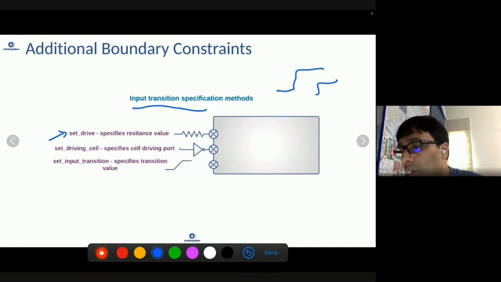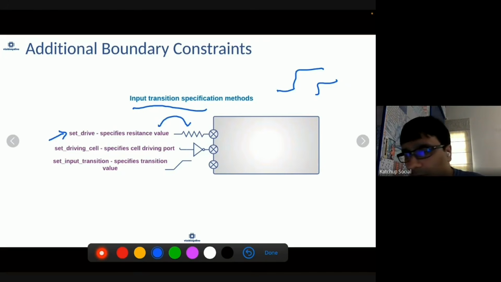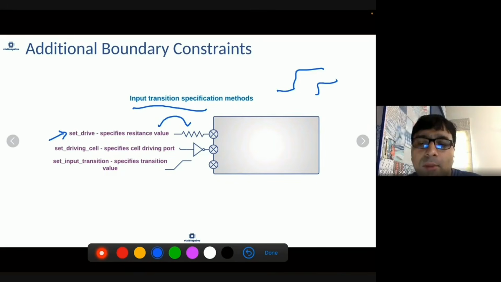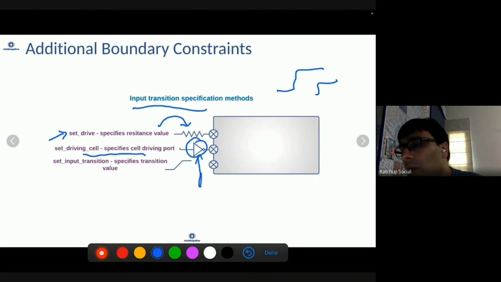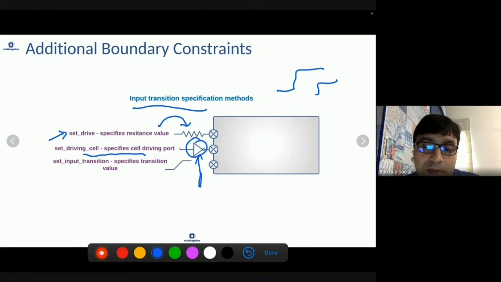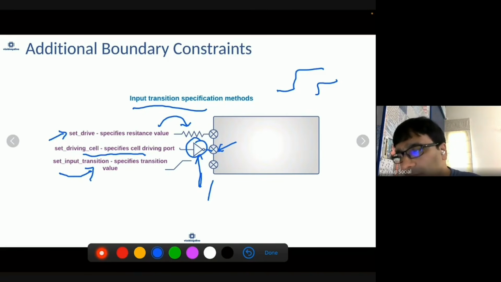One is you can specify the drive, which is basically the resistance value you're specifying here. And based upon that, how fast or slow the input is rising can be calculated by the STA tool. Or you can use the set driving cell command, which basically tells the STA tool what kind of cell is driving this input. And based upon this cell's logical library information, the tool can calculate what the transition time is here. Or you can directly specify set input transition, directly specifying the transition value here.